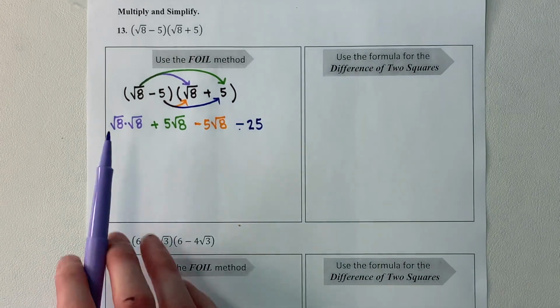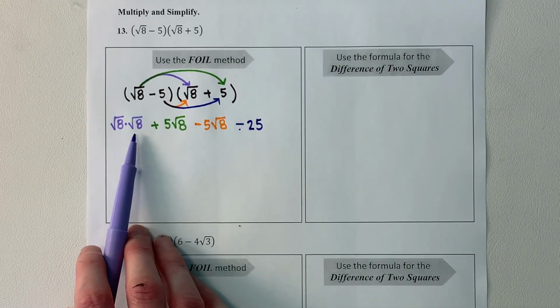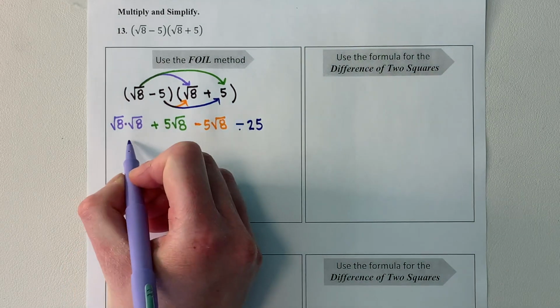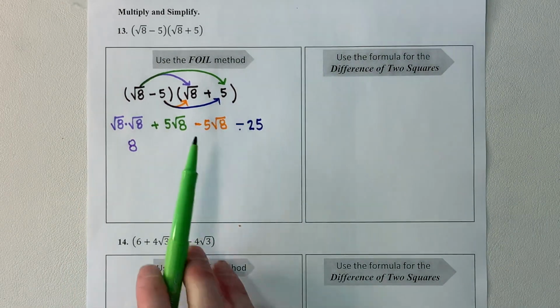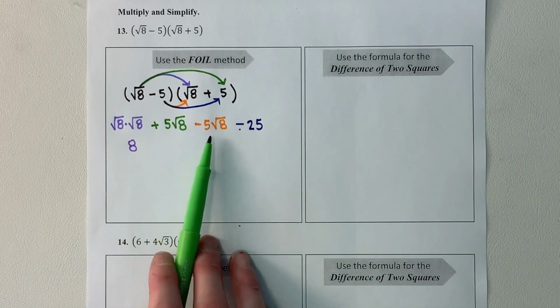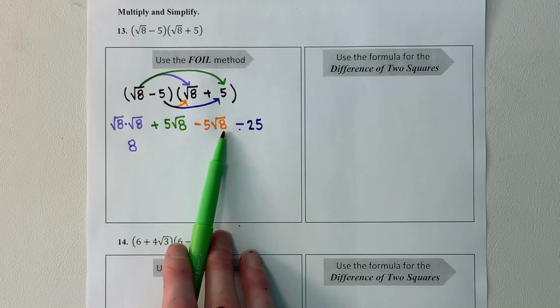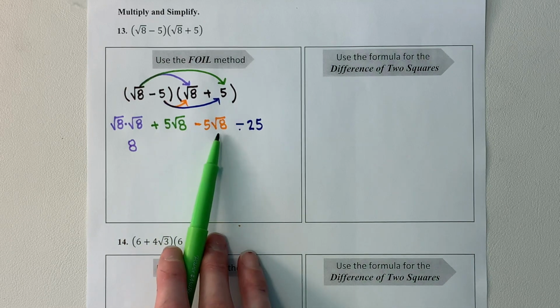Now notice here we're multiplying two identical square roots. So we can use the shortcut here. The square root of 8 times the square root of 8 will give us 8. Now, these are like radicals. They both have identical radical bases, which is the square root of 8. So we can subtract these like radicals.